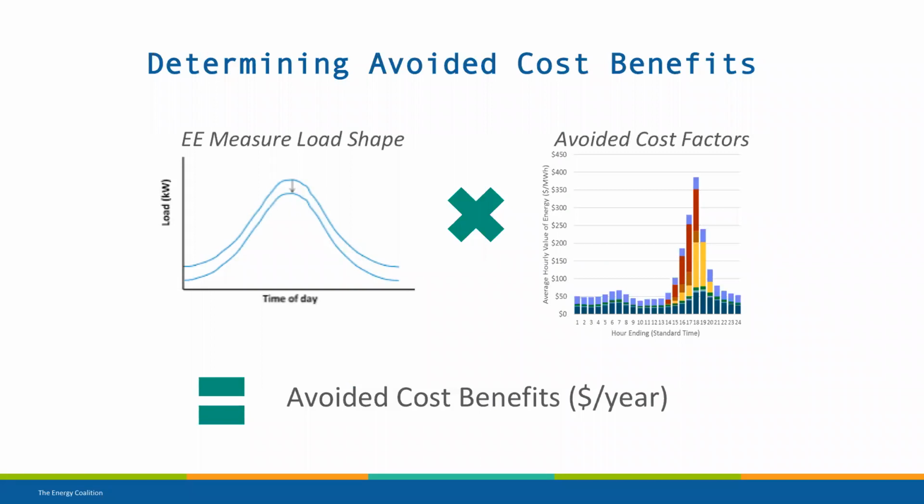So again, to determine those avoided cost benefits in terms of savings per year, we need to take that energy efficiency measure load shape, apply it to those avoided cost factors, and out of that we get the avoided cost benefits for each year. Before we do that, we have to decide how much energy savings an energy efficiency measure can deliver. So we're going to walk through a little example to show how these different parameters and factors come into play when trying to calculate utility recognized savings. Next slide, please.